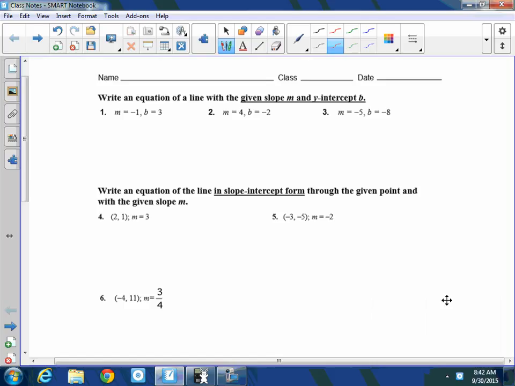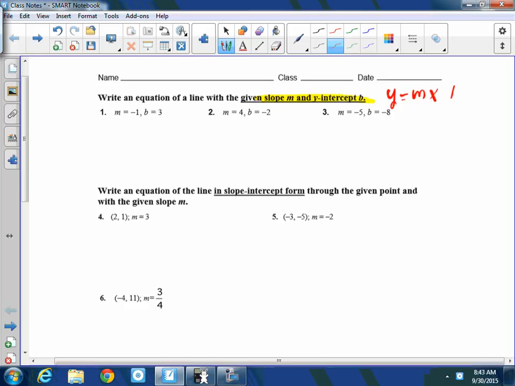All right, the first thing that I'm going to do is highlight the form that they wanted, okay? Write an equation of a line with the given slope m and the y-intercept b. So what are they asking you to do? To write it in what form? Slope-intercept form. Very good. So the next thing that I would do is write the slope-intercept form, just kind of like my own little cheat sheet.